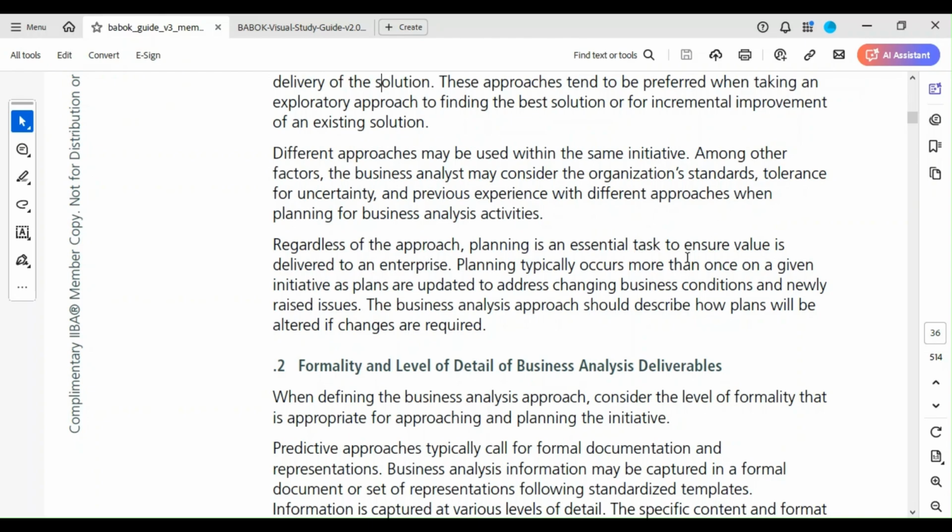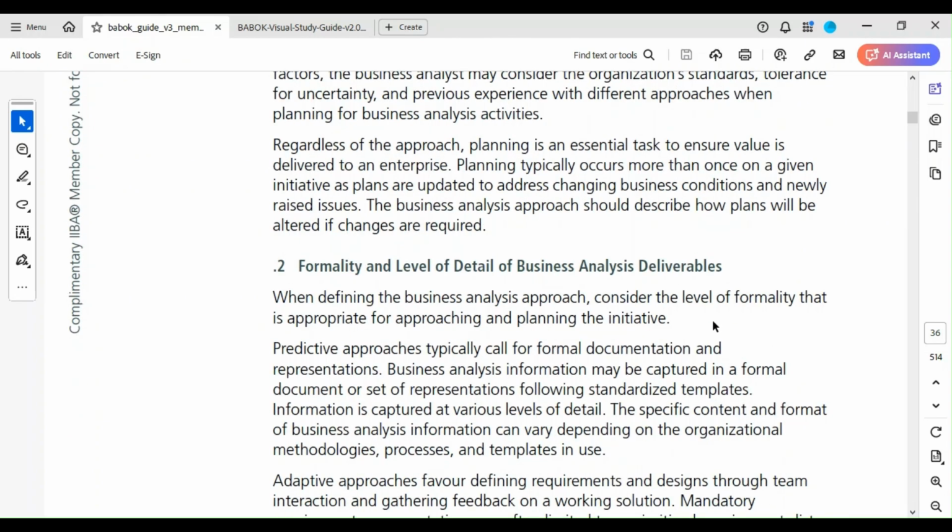Regardless of the approach, planning is an essential task to ensure value is delivered to an enterprise. Planning typically occurs more than once on a given initiative as plans are updated to address changing business conditions and newly raised issues. The business analysis approach should describe how plans will be altered if changes are required. So it tells you that regardless of the approach, planning is your initial task and it ensures that value is delivered to an enterprise. And also, planning could be changed when things evolve.